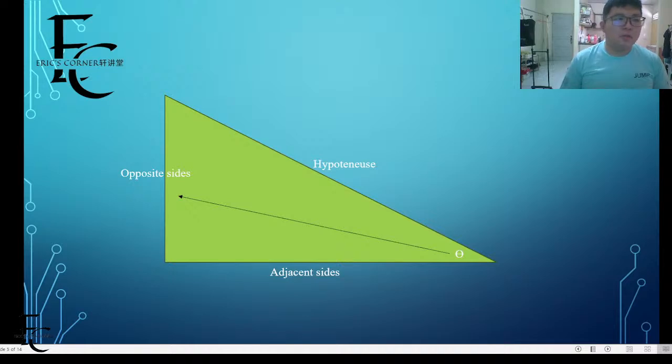I think the hypotenuse concept we already learned in Form 1 mathematics, in the topic of Pythagoras theorem, whereby the hypotenuse squared equals the opposite side squared plus the adjacent side squared. So this is the formula of the Pythagoras theorem.